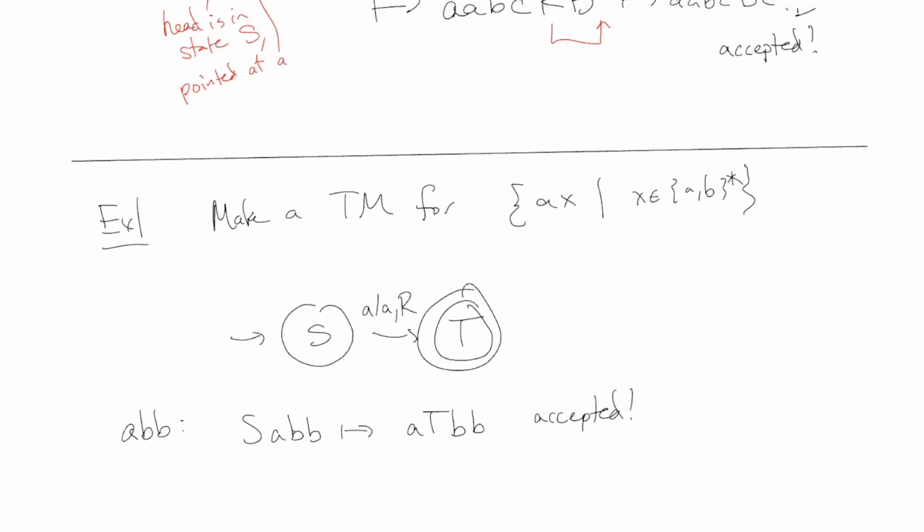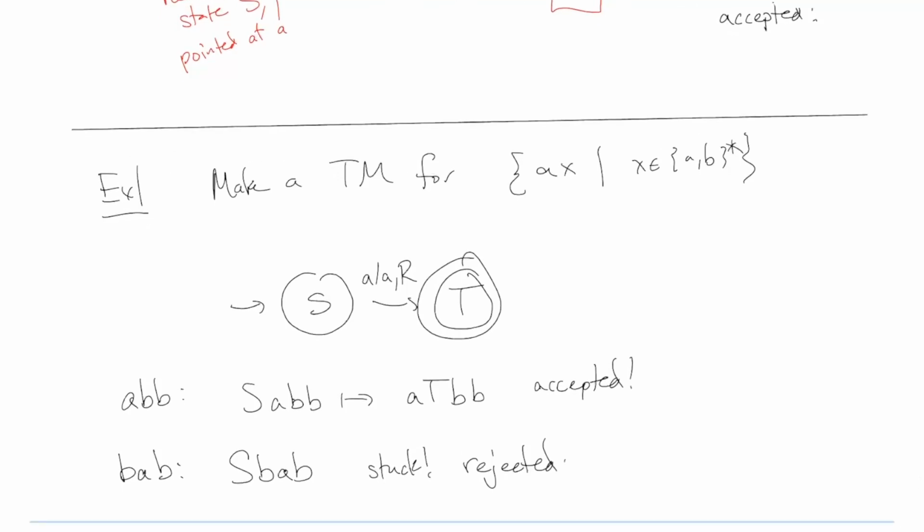But instead, if I was looking at something like B A B, I would start S B A B. But now this immediately gets stuck because there is no arrow in the machine that says read B. So this is stuck, which means rejected. All right, if the machine gets stuck because there's no appropriate arrow, the string is rejected.